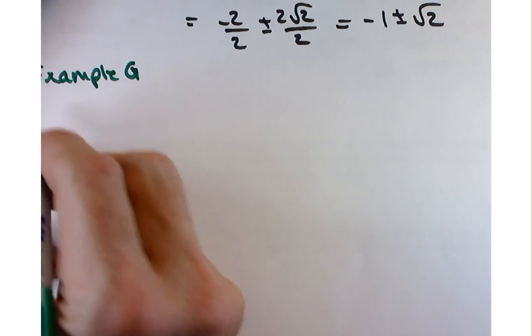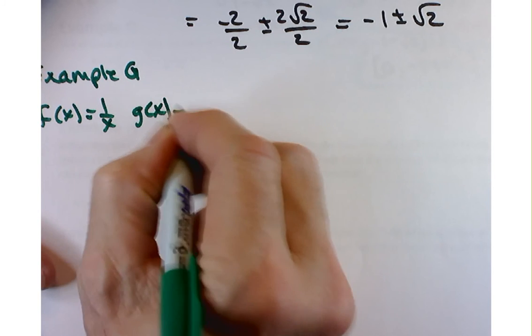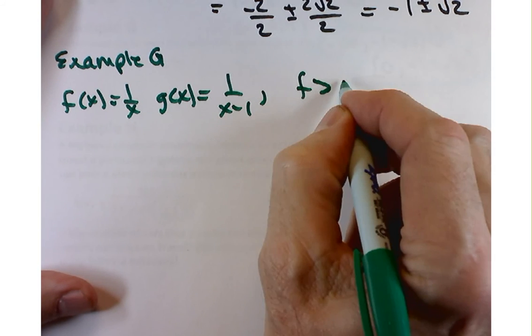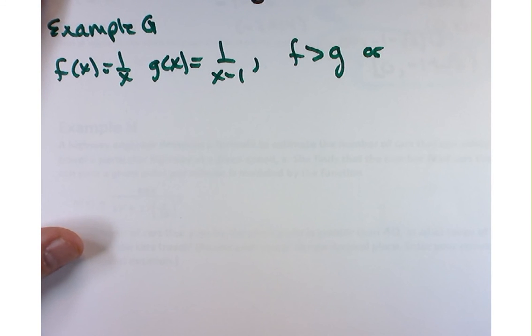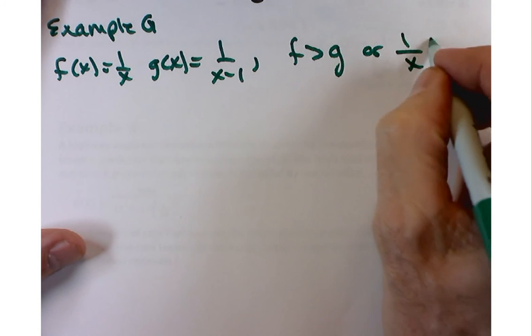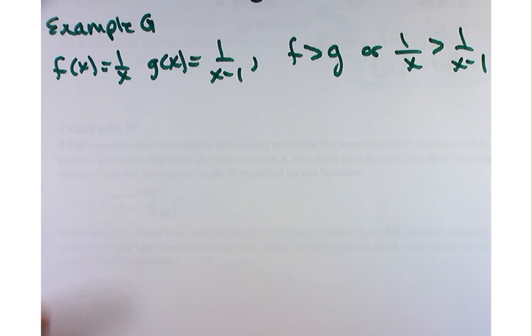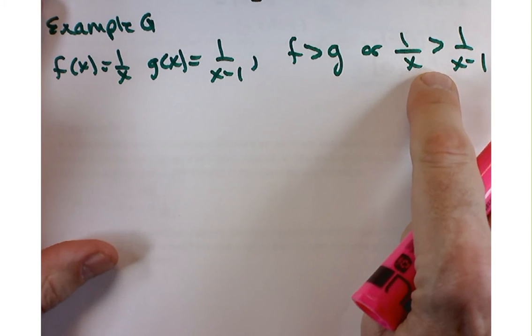And let me translate that for us. F of x is 1 over x. G of x is 1 over x minus 1. I want to know where f is greater than G. That's what I want to know. Now in terms of the functions, that means where is 1 over x greater than 1 over x minus 1. Okay, and this point is a rational inequality. So this is what I want to try and solve.